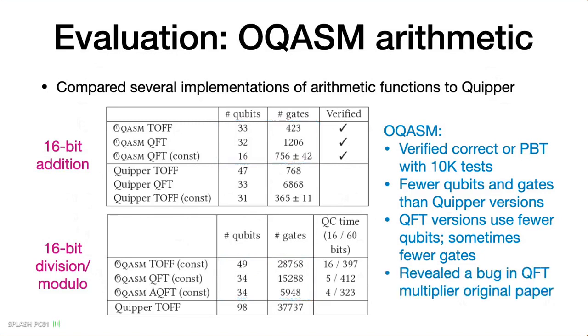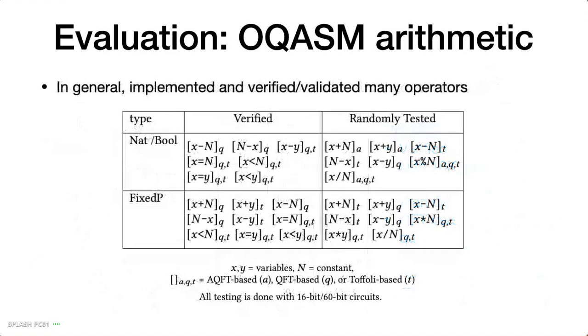And I already mentioned before that we found this bug in the specification of QFT addition in the original paper that proposed it. Actually found two bugs. One we found during property-based testing and one we found during verification. And this is a list that's in the paper of all the operators that we've implemented for both natural numbers and for fixed precision real numbers.